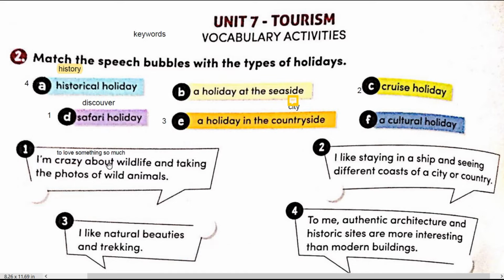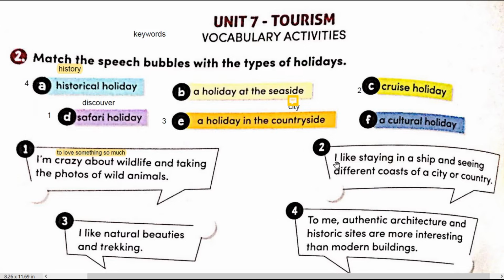Okay. Number one: I'm crazy about wildlife, taking photos of wild animals. Crazy about, like I wrote here, simply means I love something so much. So of course it would be safari holiday. So one is D.